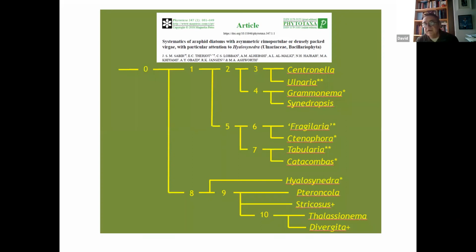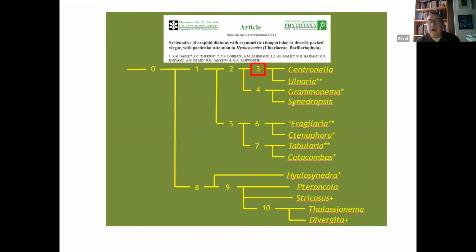Let's look at some things on relationships. We have this vast promise of molecular data, which indeed is going to provide us. Let me just take a little trip through some of these diagrams. I've redrawn them. Again, I mean no criticism of these studies at all. I'm really interested in what they tell me. Here's the first one I want to draw to your attention. I've redrawn it and renumbered the nodes because I'm interested in node 3, which tells us that in this diagram, Centronella and Ulnaria are most closely related relative to everything else.